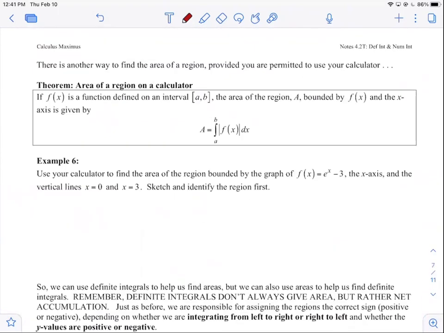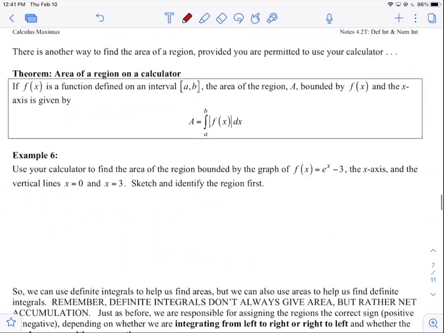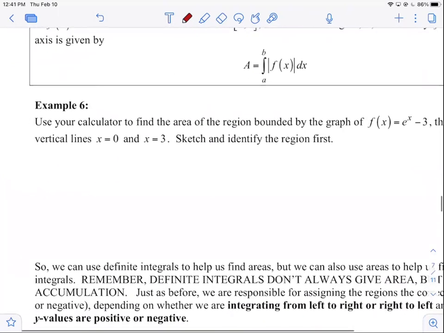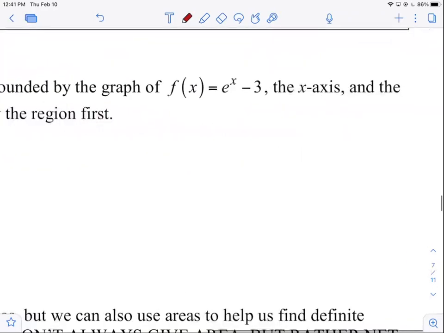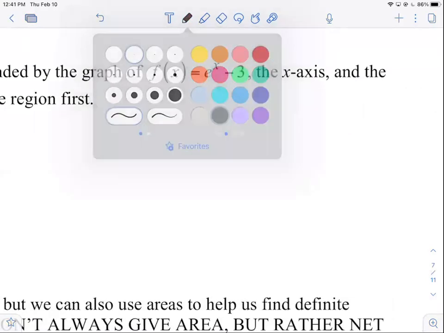Use your calculator to find the area of the region. Okay, so if you want to grab your calculator, e to the x minus 3, the x-axis and the vertical line. You will be asked to find area. How do we know we're trying to find the area here? It actually says the word area. So now when you read that word, you're on positive alert, positive alert, positive alert. And whose job then is it to make sure that everything is positive? It's yours, right?